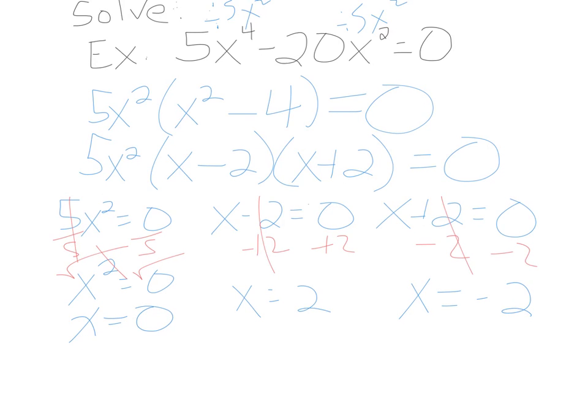Our original problem had a power of 4, which means there should be 4 solutions. The 0 counts as a double root. It counts twice, because normally when you square root both sides, you have a plus and a minus. That just doesn't work with a 0, but it still counts as 2 roots, and then the 2 and negative 2 give us a total of 4 solutions to that equation.